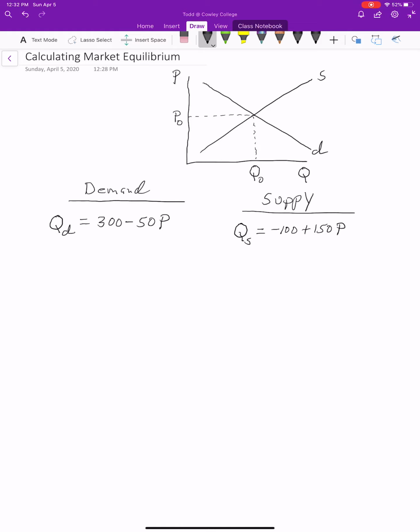But it turns out we are going to be using an identity that we learned very early on when we were talking about equilibrium, and that is that in equilibrium, the quantity demanded is always going to be equal to the quantity that is being supplied. So we are going to use that identity to set these equations equal to each other and solve for our equilibrium.